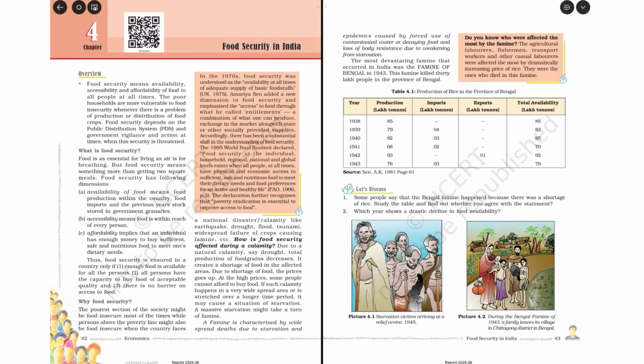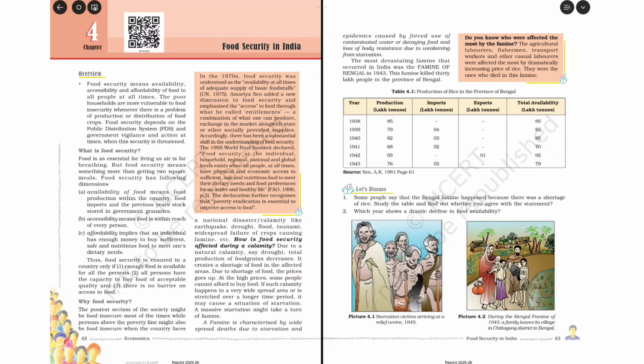Okay, so when one of those pillars falls, the whole thing crashes. And the text goes into exactly how that happens, how a famine actually forms. So here's the third verbatim read. Quote, "Why food security? The poorest section of the society might be food insecure most of the times, while persons above the poverty line might also be food insecure when the country faces a national disaster or calamity like earthquake, drought, flood, tsunami, widespread failure of crops causing famine, etc.